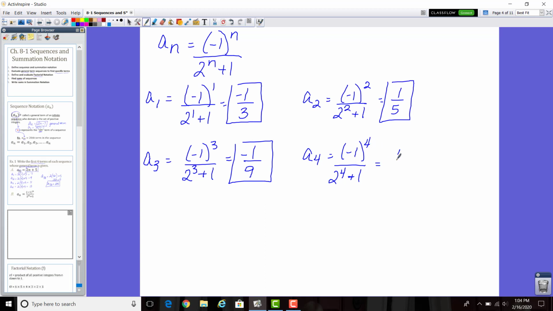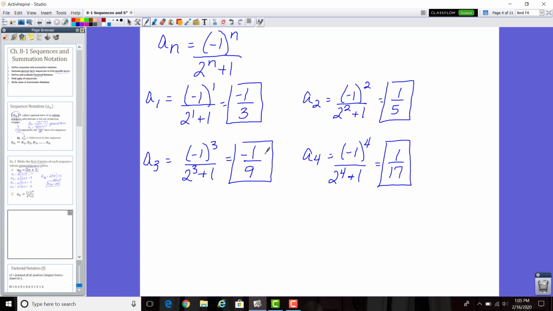Negative 1 to the fourth power is positive 1. 2 to the fourth is 16. 16 plus 1 is 17. So this pattern isn't as recognizable, if it's recognizable at all. I changed from negative to positive, from 1 to 2 to 3 to 4, and then my denominators changed.